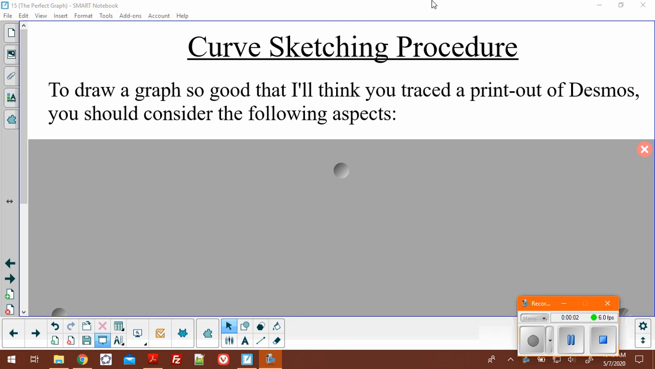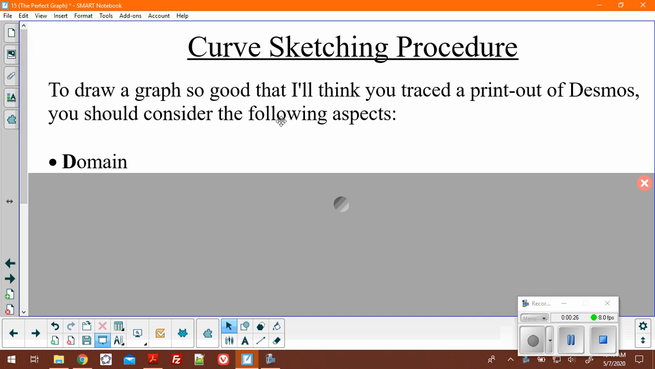Hello, everyone. In this note, we're going to go into detail of how to do a really good curve sketch by hand using information from derivatives. Okay, so that's what the little teaser is here. To draw a graph so good that I'll think you traced a printout of Desmos, you need to consider the following things.